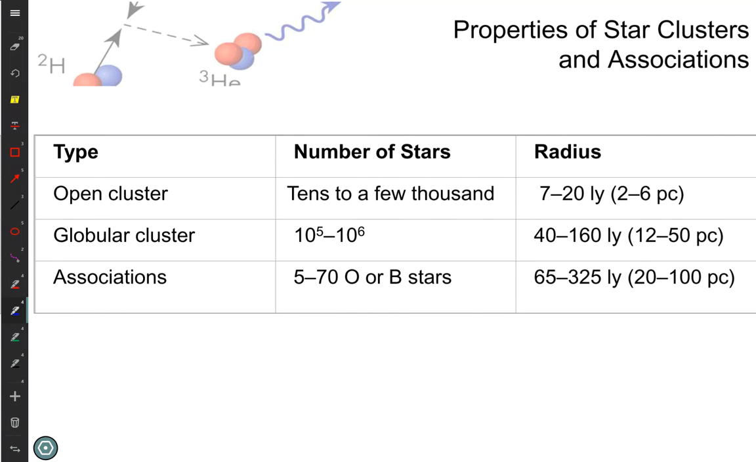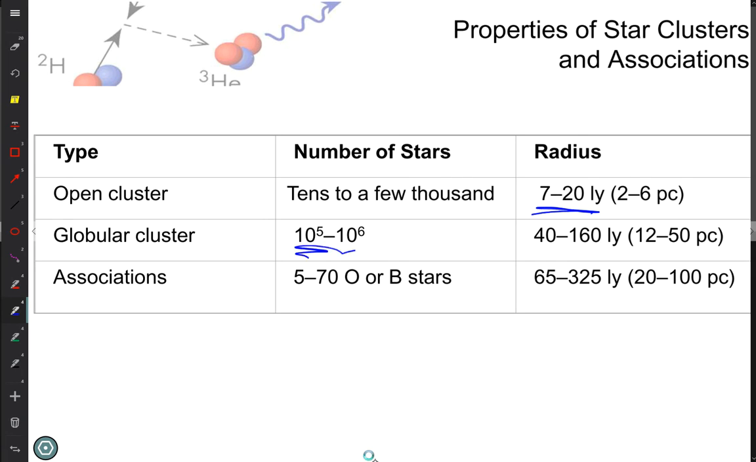So you can tell something about the age just by looking at the colors of them. A summary of the clusters. Open cluster has tens to a few thousand stars. I think that's slightly different than what I had in the previous slide for the size, but much smaller in size, much fewer stars. Globular clusters, 100,000 to 1 million is what I have here. Size of 60 light years. Associations, 50 to 70 O and B stars.